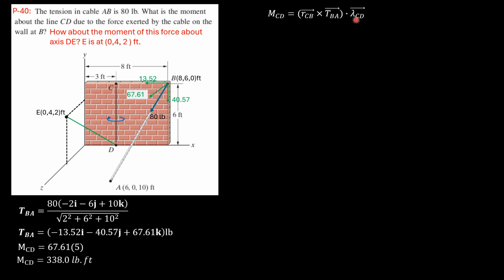But let us proceed. R_CB is simply 5 CB, that's (5, 0, 0). So M_CD is, take note, this is a scalar. So (5, 0, 0), then components of tension, negative 13.52, negative 40.57, and positive 67.61.